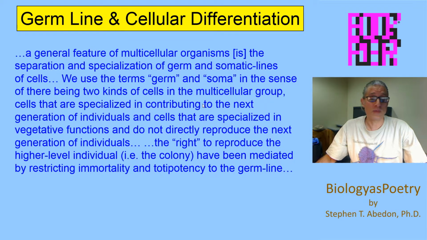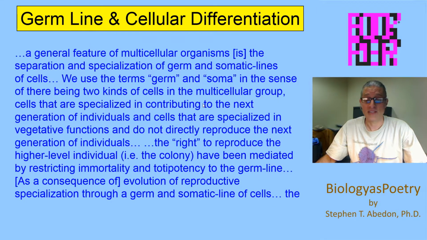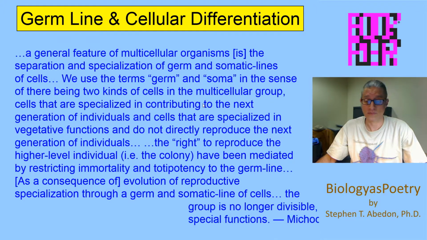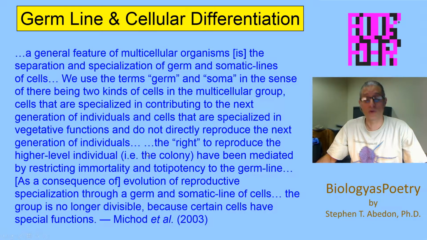The right to reproduce the higher level individual, i.e. the colony, has been mediated by restricting immortality and totipotency to the germline. So only the germline is able to give rise to the next generation. That's what that means. As a consequence of the evolution of reproductive specialization through germ and somatic cell lines, the group is no longer divisible because certain cells have special functions.